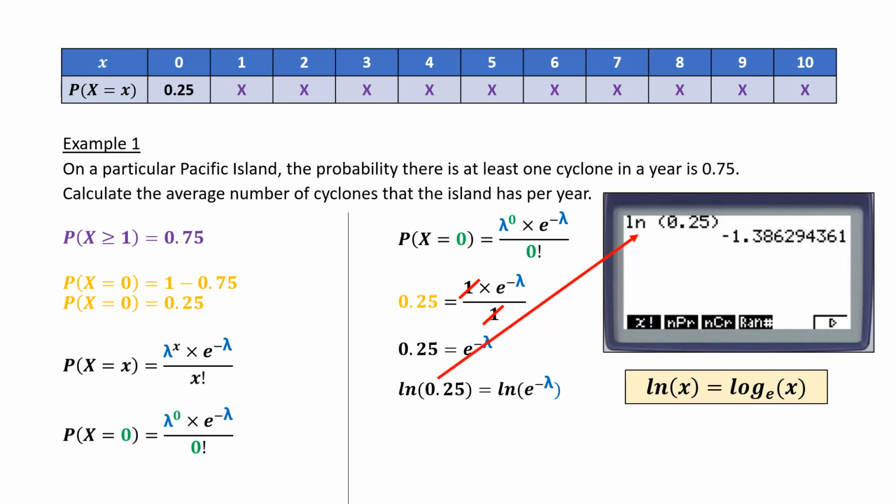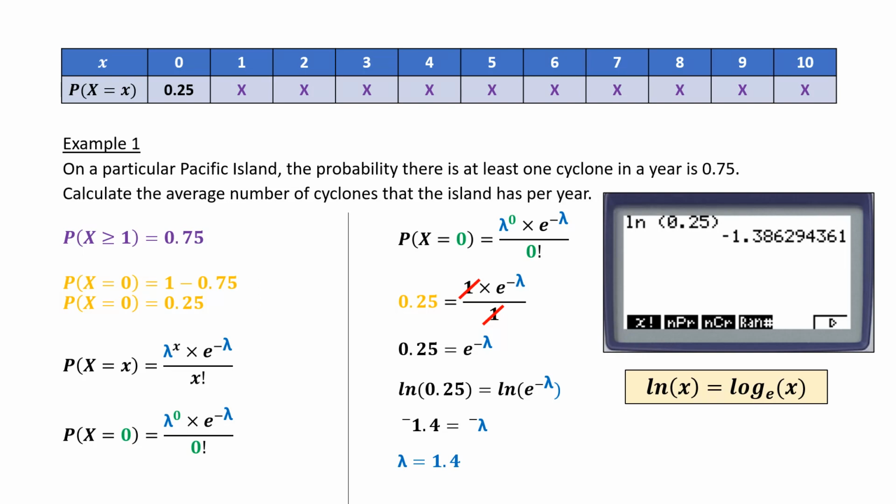If we take the natural log of 0.25, I just type in my calculator ln and then 0.25. That gives us negative 1.386, and I'm going to round that to negative 1.4. When I take the natural log of the other side, the natural log and the e cancel out, and that just leaves us with negative lambda. Now all I need to do is divide both sides by negative 1 to get rid of the negatives, and I've figured out that lambda is 1.4.